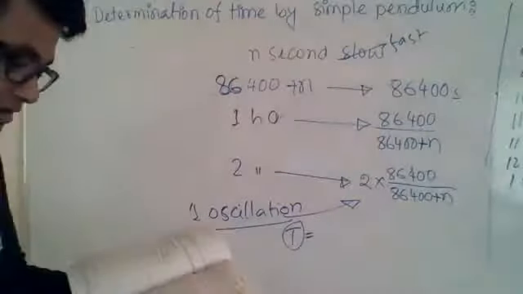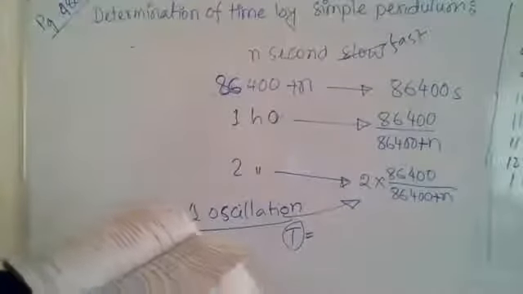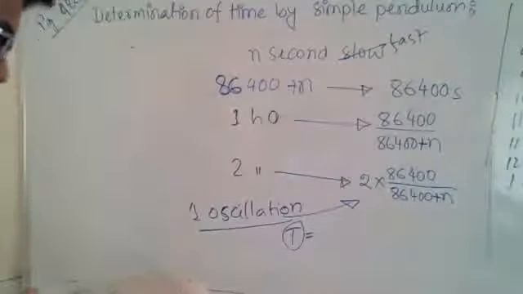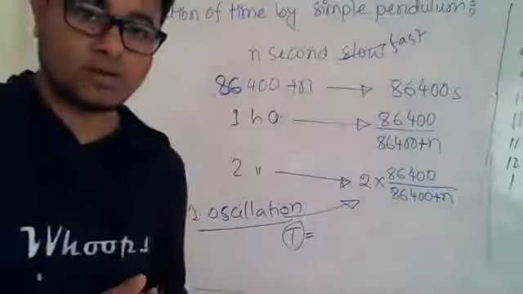Now, a few phenomena regarding the pendulum clock. When a pendulum clock is taken on a mountain, these things are actually examples. Kindly go through these examples and let me know if you have any doubt in the next class.